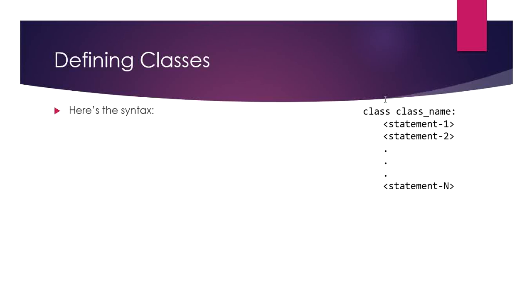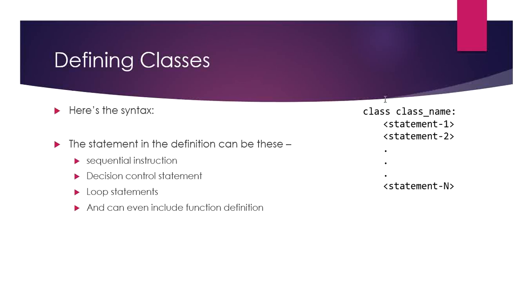So now here's the syntax: you have a class keyword, then a class name, and then some statements inside it. This is a big block. A statement in the definition can be a sequential instruction, which means some sequence like expressions and stuff like that.